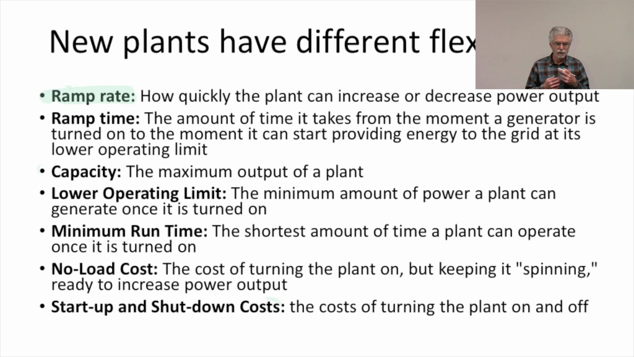Some plants we don't expect to ramp up very quickly, like a nuclear plant, for example, where ramping is quite expensive. And other plants, like a new natural gas-fired power plant or a combustion turbine, have the ability to ramp much more quickly and respond to variations in other sources of power, like new renewables, for example.